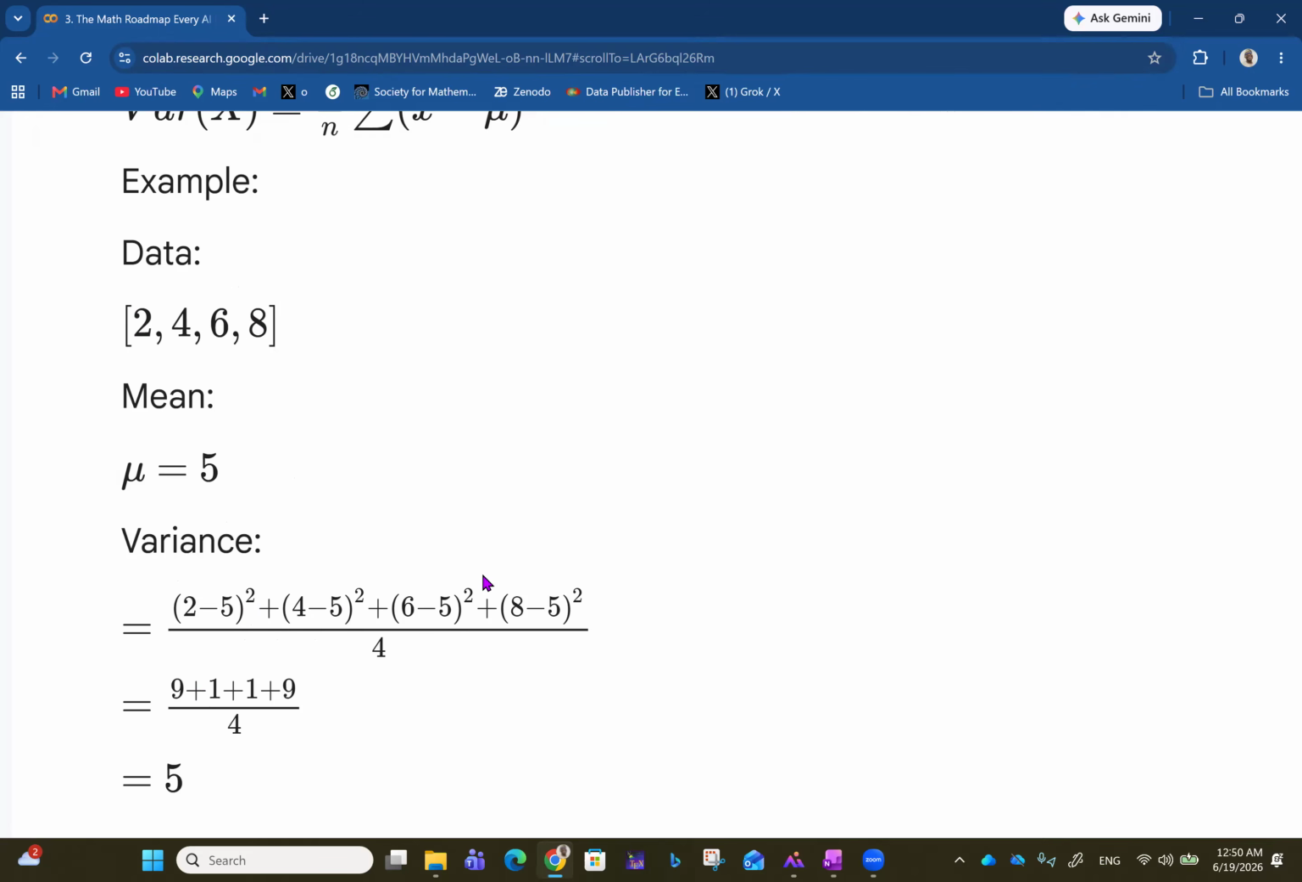6 minus 5 is 1, square it, you get 1. 8 minus 5 is 3, square it, you get 9. So 9 plus 1 plus 1 plus 9 divided by 4. So you get 20 all over 4, which is 5. So the mean is 5 and the variance is also 5. That means that, on the average, the data are like 5 degrees spread apart, something like that.